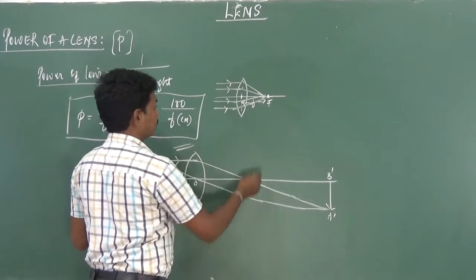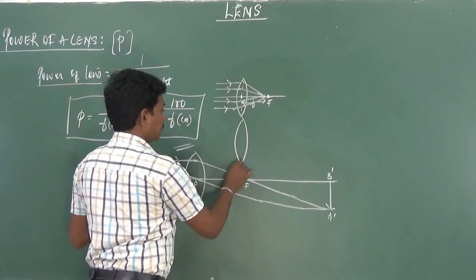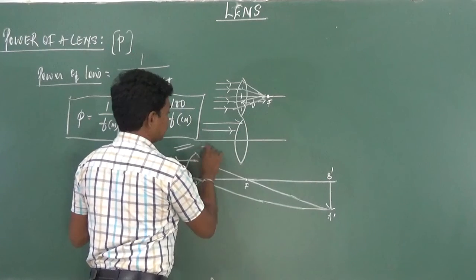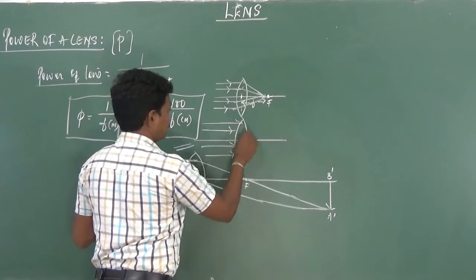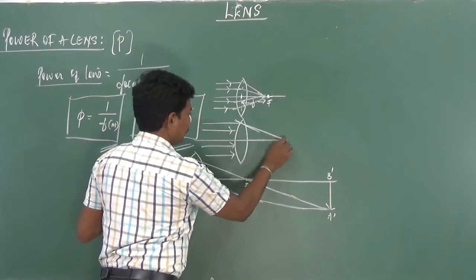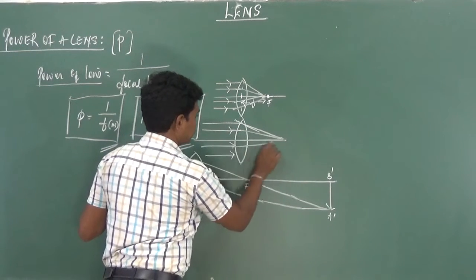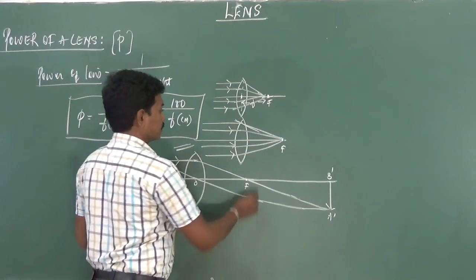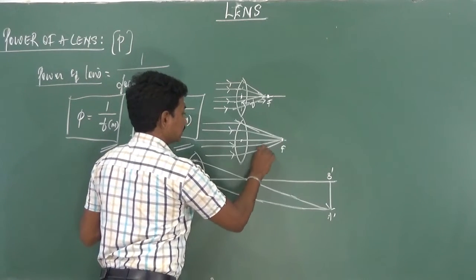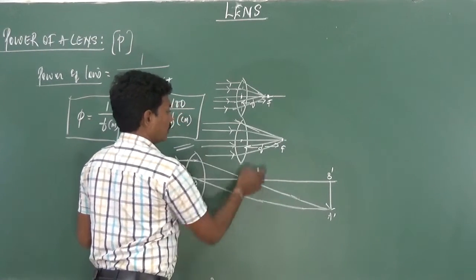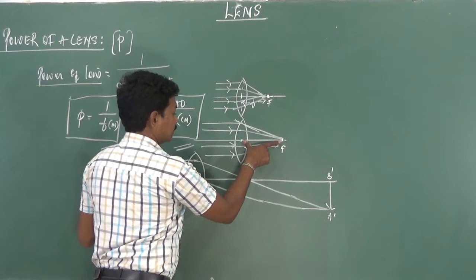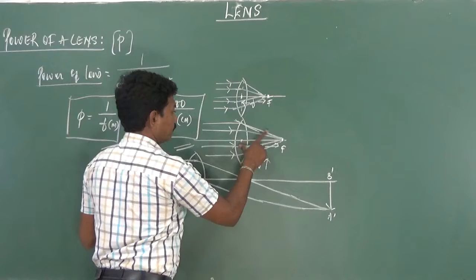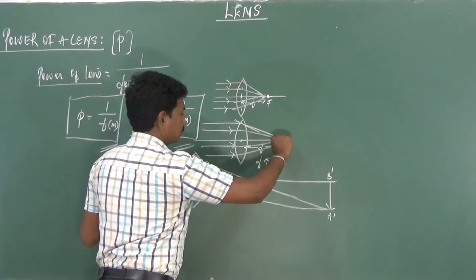So therefore, next case, another lens I will take. In this lens, the light rays are traveling parallel to the principal axis. After refraction, they meet at a point, that is the principal focus. Here, if you measure this distance, we say the focal length is more. That is, it has a greater focal length. Therefore, the convergence of this lens is bigger.